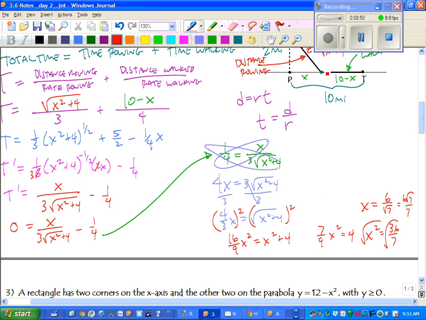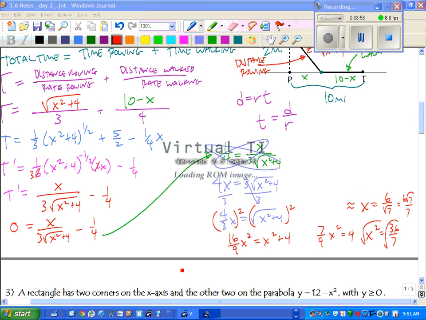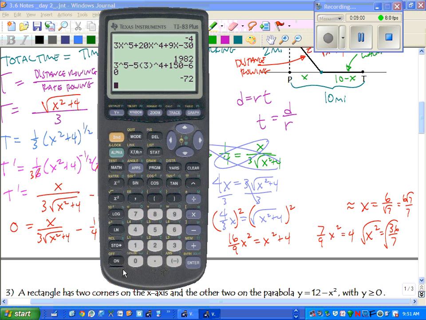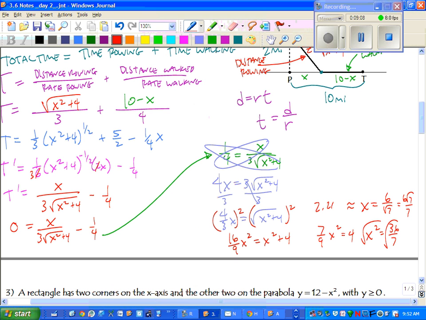But since we're doing a real life problem here, let's not leave that as a square root. This is approximately equal to, let's see, 2.267 for our x value.